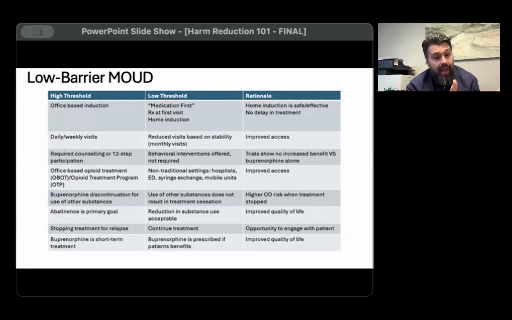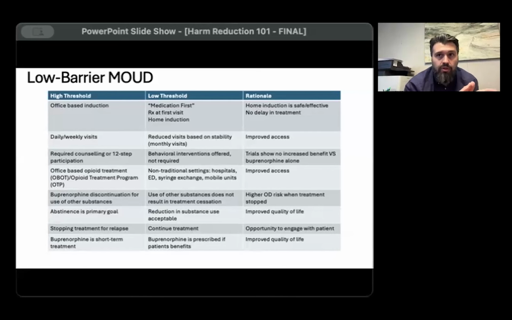Also, we know that as MOUD is the gold standard, it should not be stopped if patients are using other substances. So that's another key thing I just want to rephrase here. If people are using other substances like methamphetamine, for example, I've seen in practice, sometimes providers kind of withdraw treatment with buprenorphine in those cases. If anything, if buprenorphine is especially working for that patient, you should continue to make sure that they're getting their medication and that it's not stopped for other things.